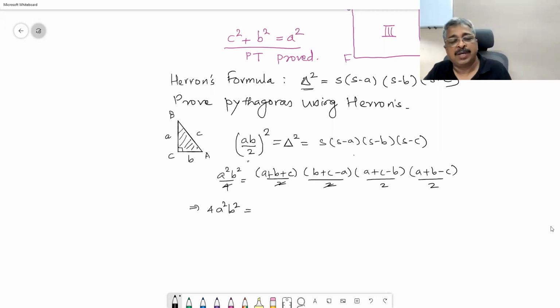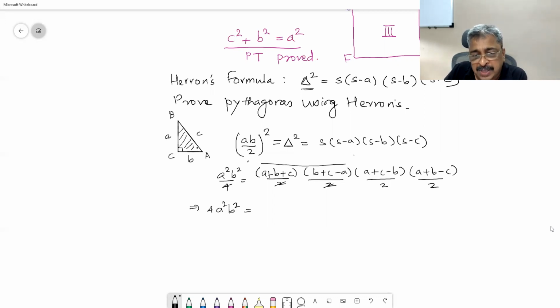And in binomial theorem, multinomial theorem, we have learned how to expand. So let me try and do it very quickly. If I take these 2 brackets, then it is B plus C plus A, B plus C minus A. So it is B plus C bracket square minus A square. That is the product of the first 2. The product of the second 2 is A square minus B minus C bracket square. That is A minus B plus C, A plus B minus C. Okay, it will be 4A square B square.